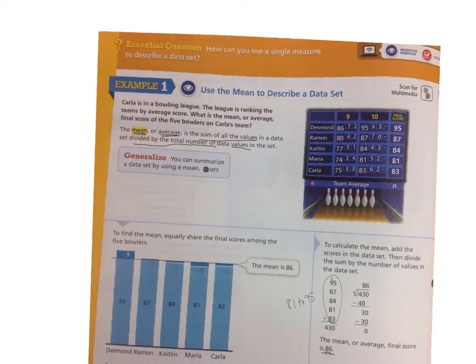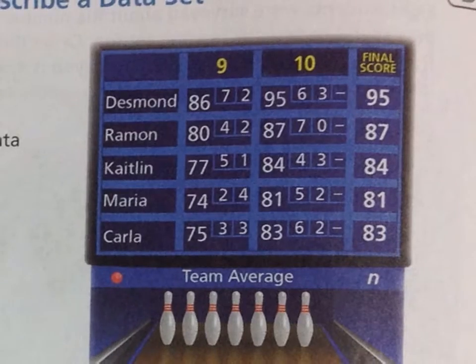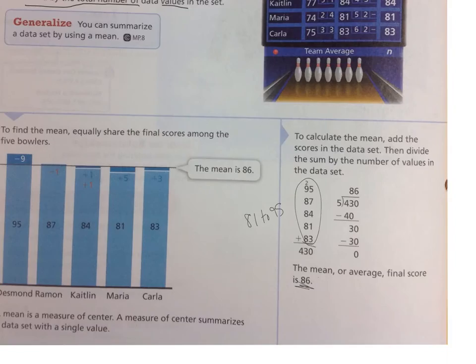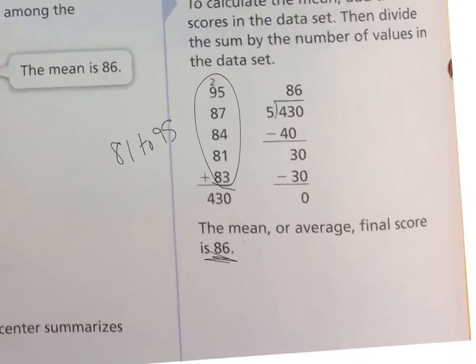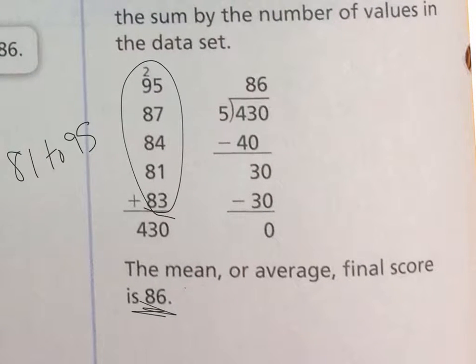So in this case, we look at the scores here. Look at those final scores. And we're going to add those together, first of all. We add those together, we get 430. There were 5 numbers, so that's why they did 430 divided by 5, and they got 86. So the mean or average final score would be 86.